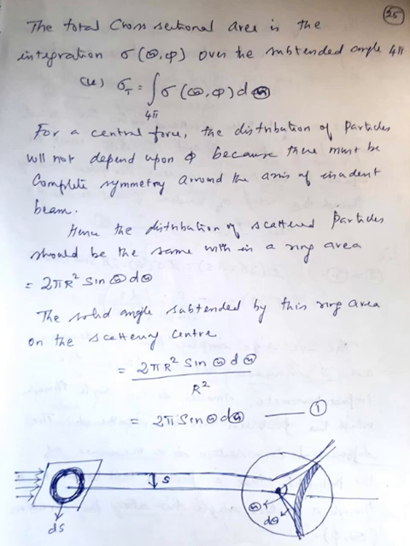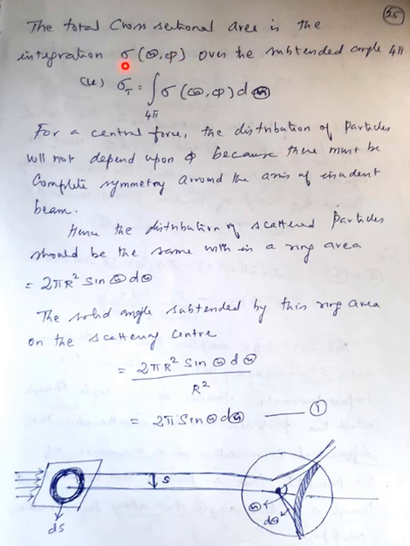The total cross-sectional area. What will be the total cross-sectional area? It is the integration of sigma theta phi over the subtended angle 4 pi. The total cross-sectional area is the function of theta and phi over the subtended angle 4 pi. Therefore this equation becomes sigma t is equal to the integral over 4 pi of sigma phi comma theta d omega.